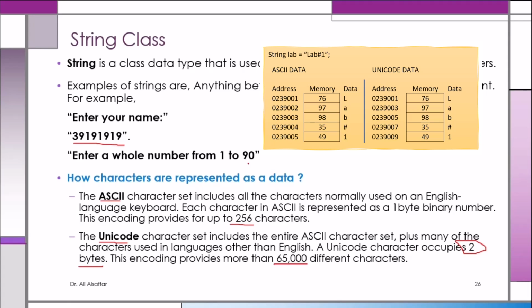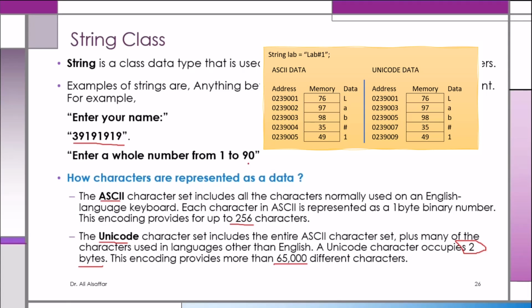To show you how strings are saved into the memory if the characters are represented by ASCII code or Unicode, consider the following example. We have a string called lab, and the data inside is lab hash number 1. If the characters inside the string are represented by ASCII code, then each character will take 1 byte. So look at the memory. The first character of the string, which is L, its ASCII code is 76, is at address 0239001. And the next character, which is A, its ASCII code is 97, is at address 0239002. So the addresses are jumped by 1 because each space is for 1 character.